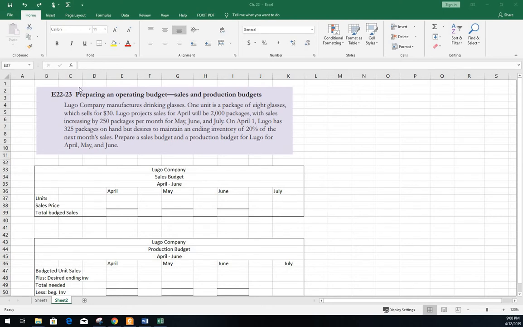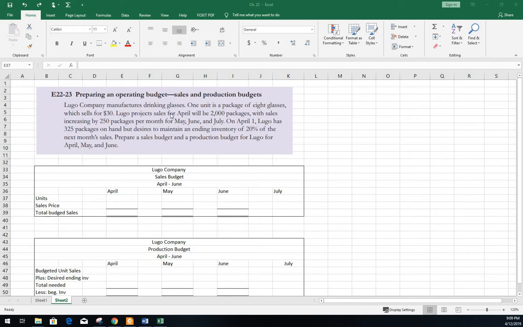Hey guys, I'm going to try to solve example 2223 from the book. It was a homework problem, preparing an operating budget, sales budget, and production budgets. And the problem reads, Lugo Company manufactures drinking glasses. One unit is a package of 8 glasses, which sells for $30.